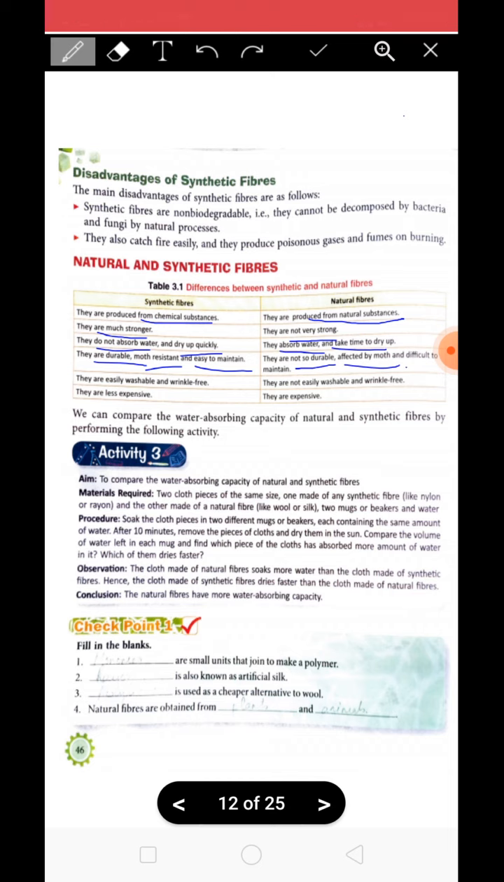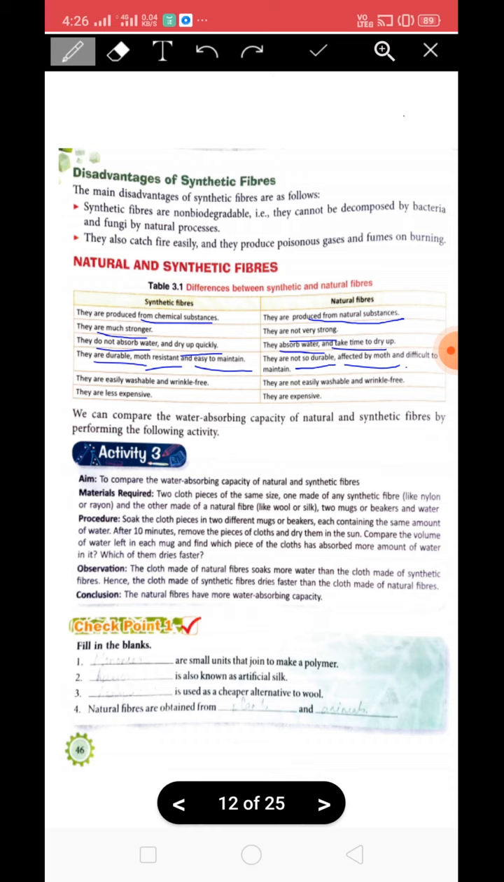Now, next is natural fibers are not easily washable and wrinkle free. It is very difficult to remove the stain from natural clothes, and it is also difficult to maintain, because if you crush a small portion of natural fiber in your hand, it will crumble up, whereas if you crush synthetic fiber in the same way, it will not show any sign of crushing. Okay, it will not crumble up.